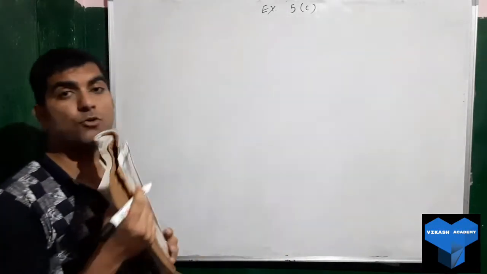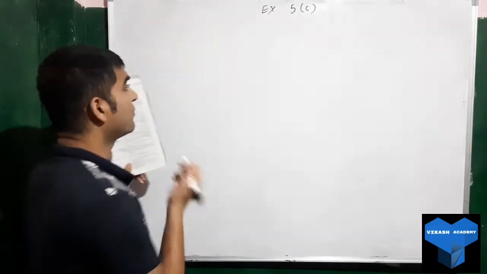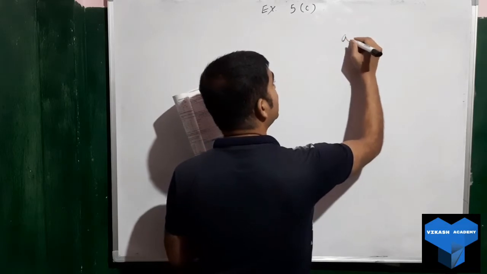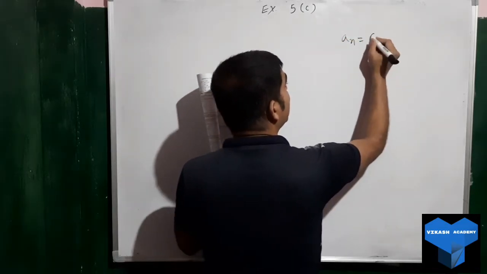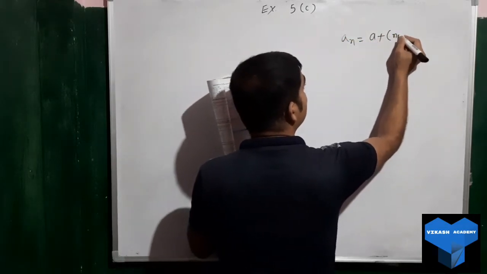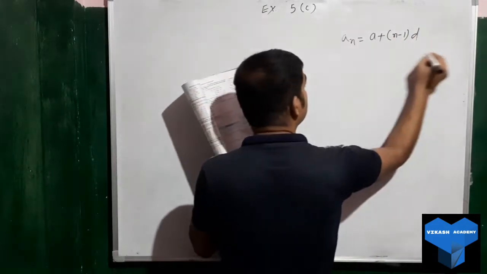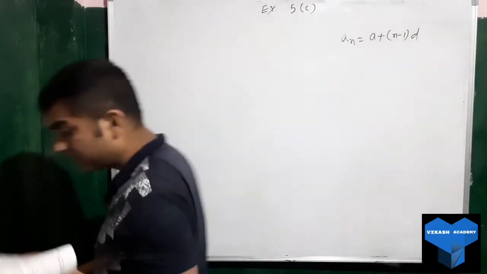Before that, I hope you still remember the formula. When we have to find the nth term or last term, how do we find it? We write an is equal to a plus (n minus 1) d. So this is the first formula. This formula we are using every time.